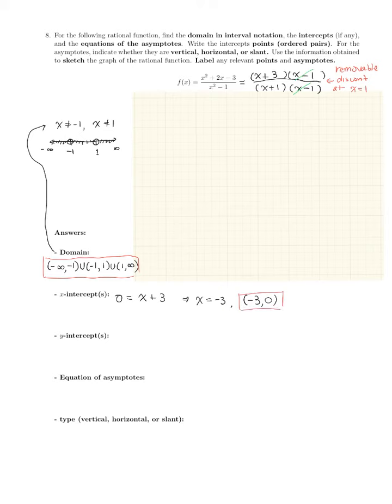Now, for the y-intercept, you set x equals 0 and solve for y. Again, you're looking at the reduced rational function. So y equals 0 plus 3 over 0 plus 1, which is 3. So our y-intercept is 0, comma 3.